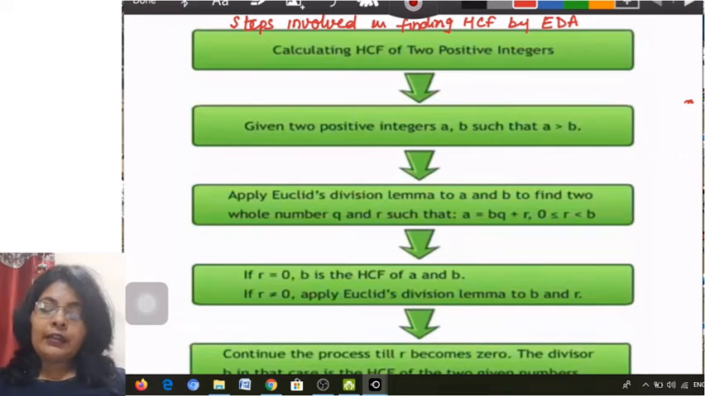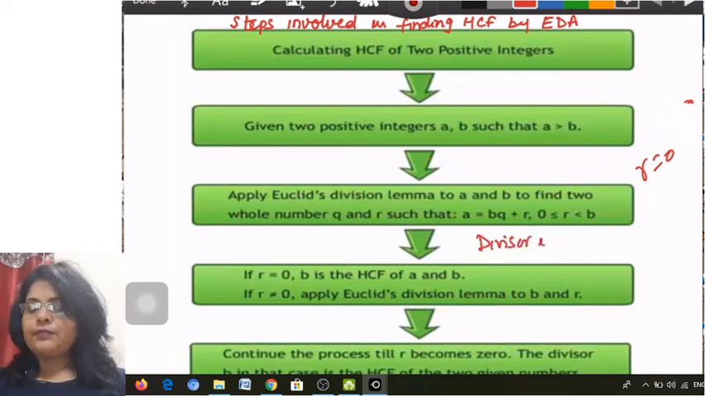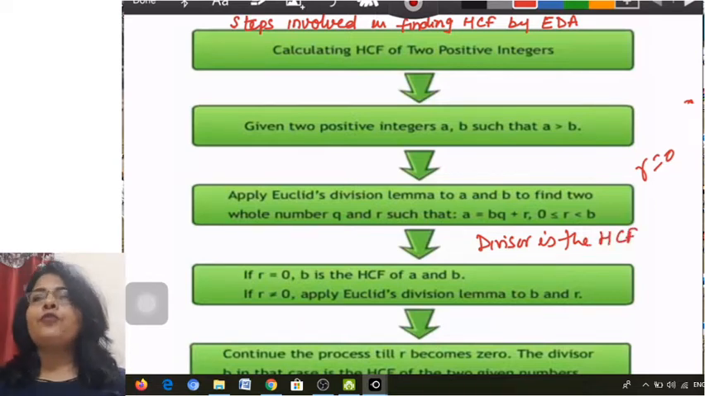Now, the next step: if R is 0, then B is the HCF of A and B. If R is not equal to 0, then we apply the next step. We again apply Euclid division lemma to B and R. This process is continued till R becomes 0, and at that time the divisor is the HCF. This is the procedure for finding the HCF by Euclid division algorithm.